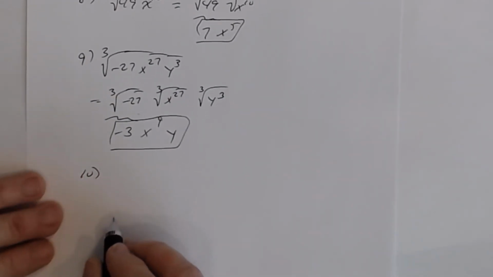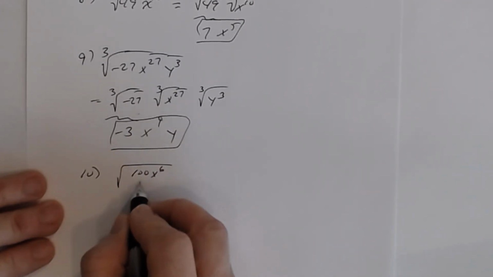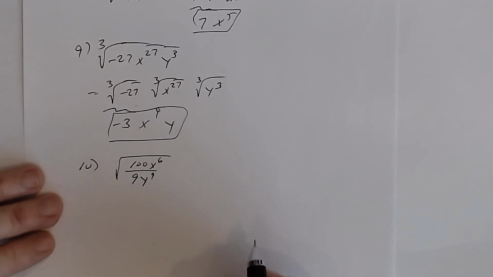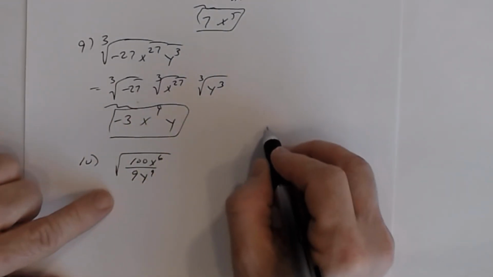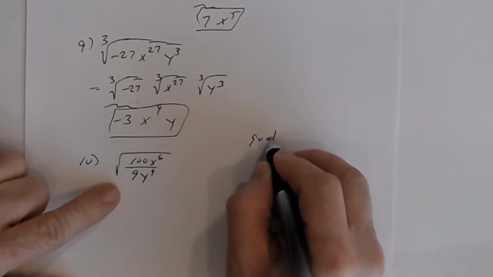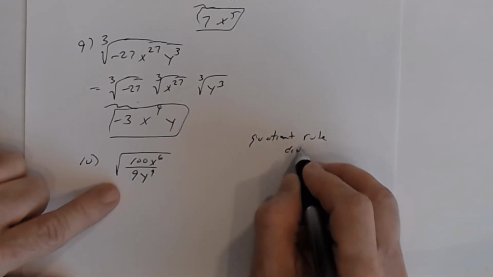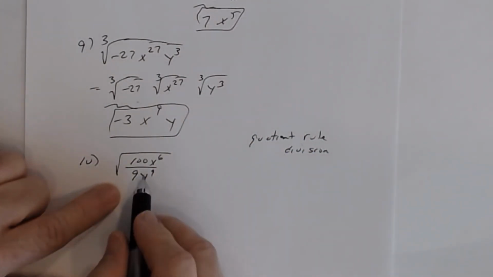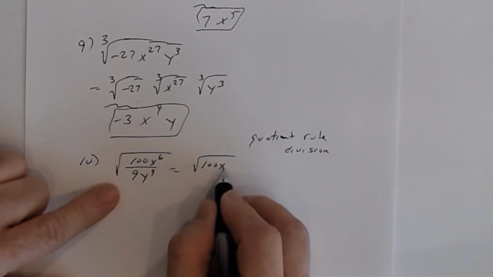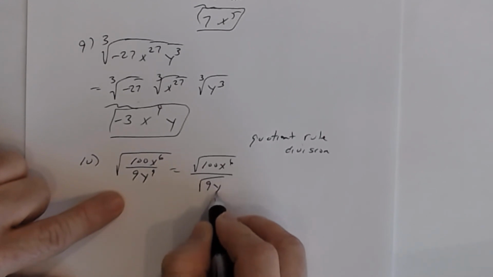Number 10, you have the square root of 100x to the 6th, divided by 9y to the 9th. Now we're going to use the quotient rule. When you have division, that's the quotient rule. So I'm going to write this as the square root of 100x to the 6th, divided by the square root of 9y to the 9th.